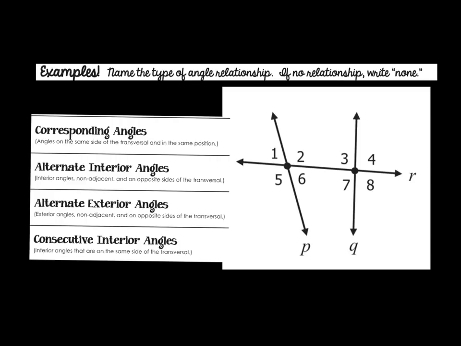So just to run through one last time, if we just want a pair of corresponding, we would have, say, 2 and 4. They're corresponding. If we wanted alternate interior, then 6 and 3 would be a good example of alternate interior. If we wanted alternate exterior, 5 and 4 would be a good example of alternate exterior. And if we wanted consecutive interior, 6 and 7 would be a good example of consecutive interior.